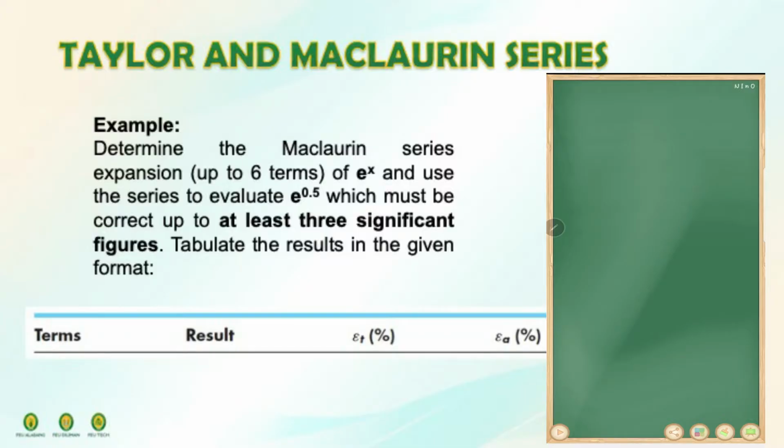Okay, so let's have our example. The example is again to determine the Maclaurin series expansion up to 6 terms of e raised to the x power, and use the series to evaluate e raised to 0.5, which must be correct up to at least 3 significant figures. And then of course tabulate the results in the given format. Okay, so let's have the Maclaurin series.